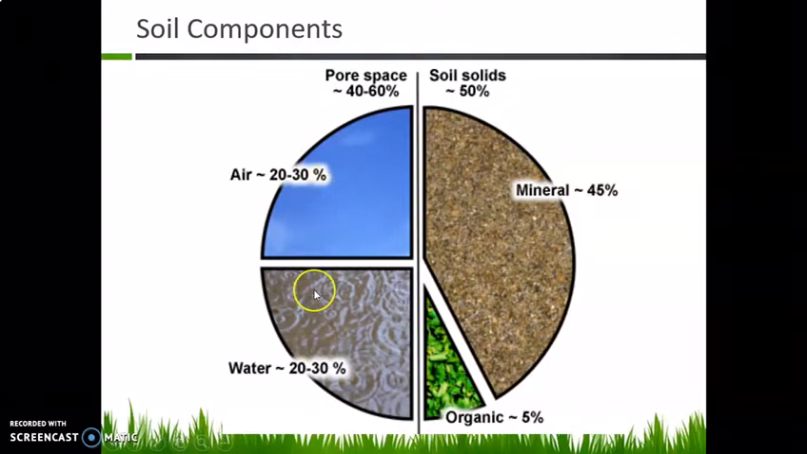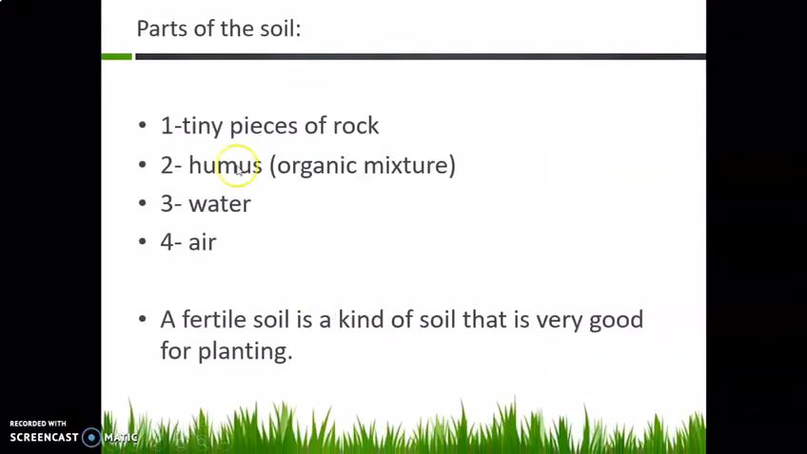Let me tell you why air and water are important. Because under the soil there are those living things that I told you about, the earthworms and the fungi and the bacteria. So of course they need air to live and get oxygen and move between the particles of the soil, and they need water for the same reason. Okay, so I tried to show you a summary about the whole thing as a wrap up. So the parts of the soil are teeny tiny bits of rock and humus, which is the organic matter, and water and air.